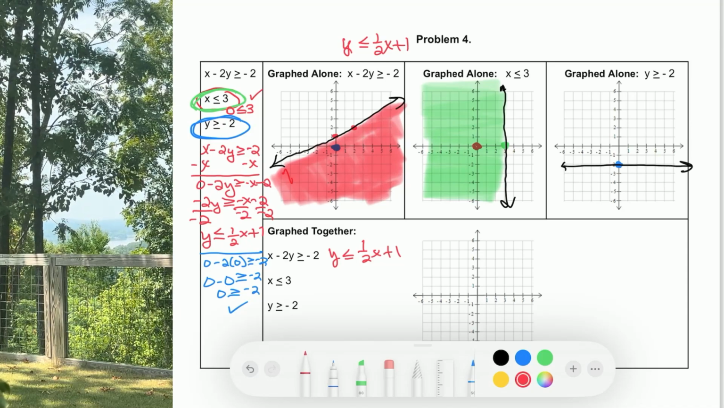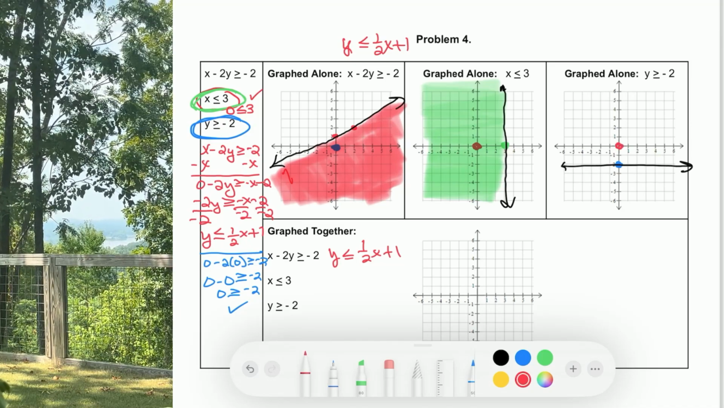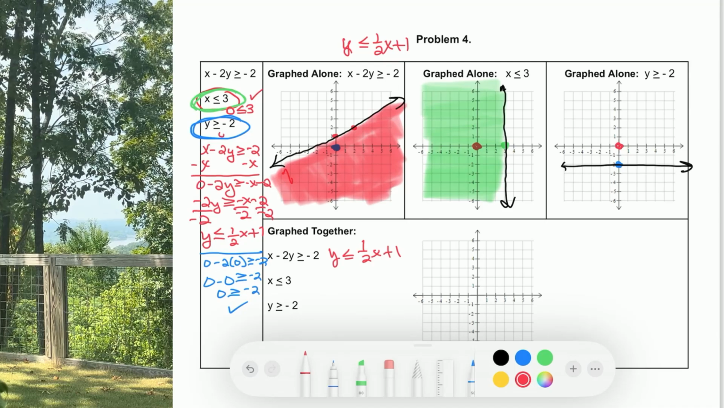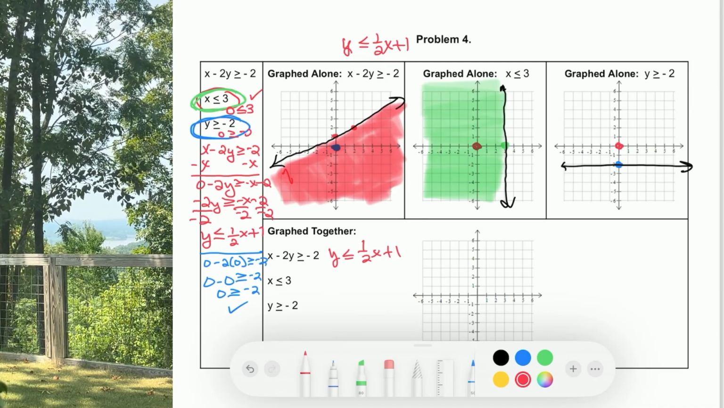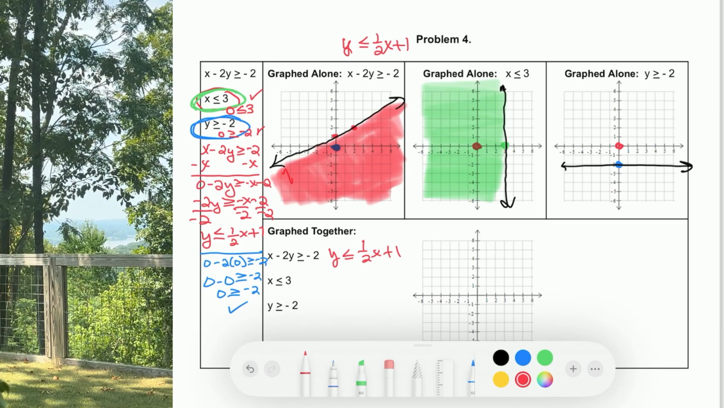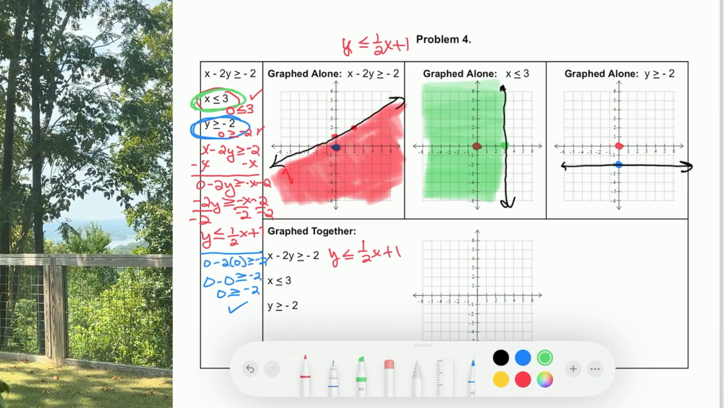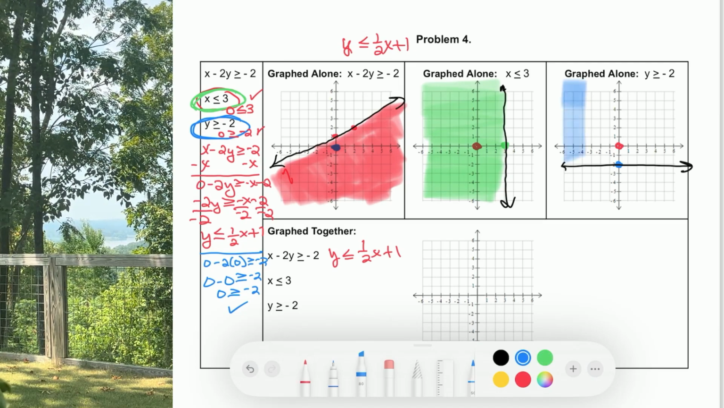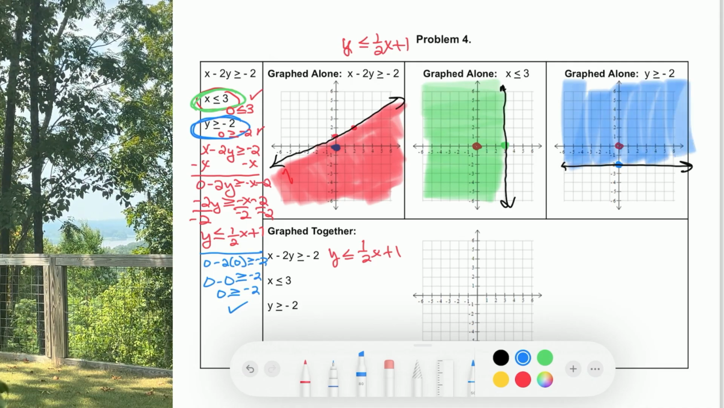And now I just need to figure out where my shading goes. So if I plug in 0 is greater than or equal to negative 2, is that true? Yes, that is true. And so my shading is going to go up in that area, like this.